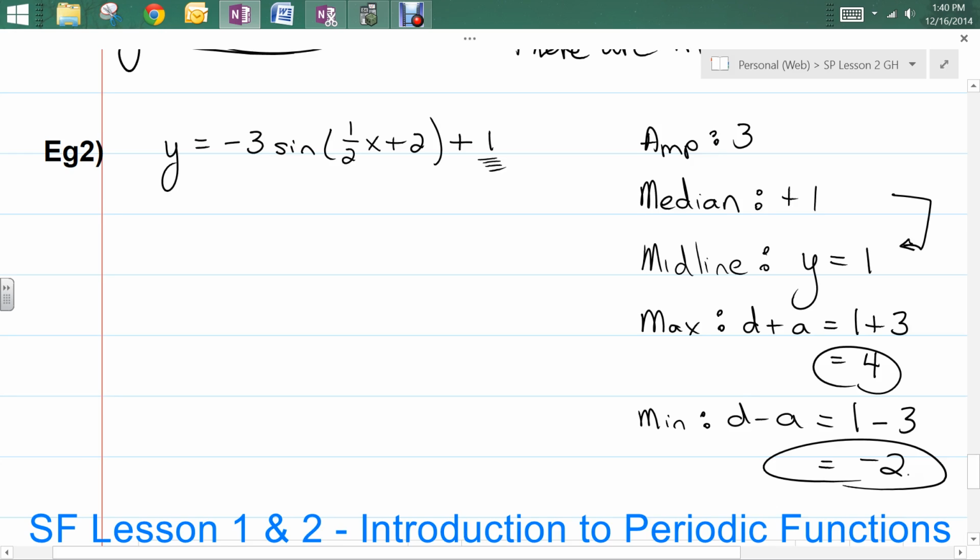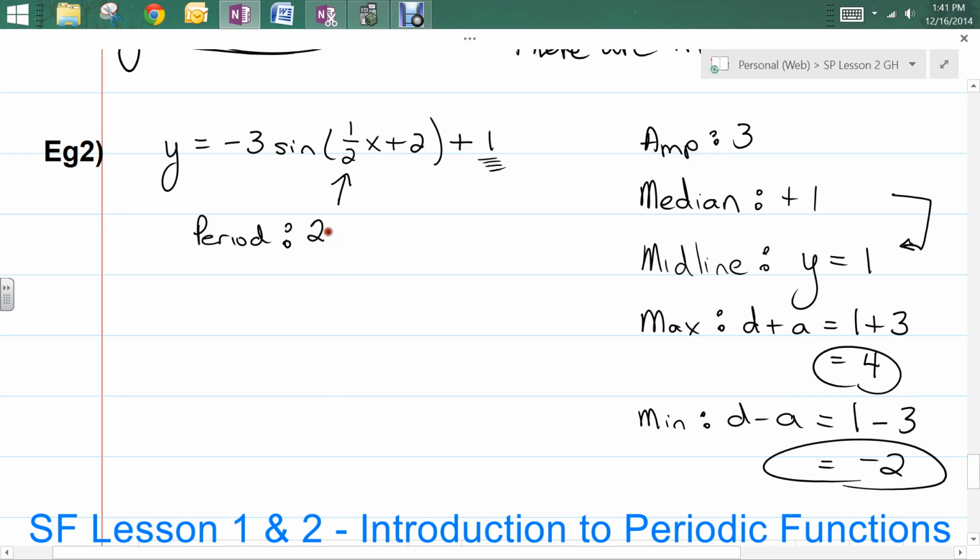So the amplitude, the median, the midline, the max, and the min. I've done those. Is everybody okay with how I got those? Questions, if there are any. Continuing on with this, I'm going to do the period. Now the period is the other reason I put this in. The negative on the a was one of the reasons. The period is the other reason.